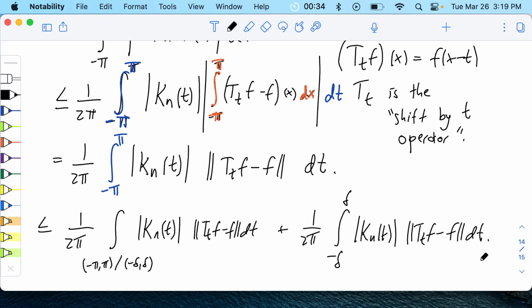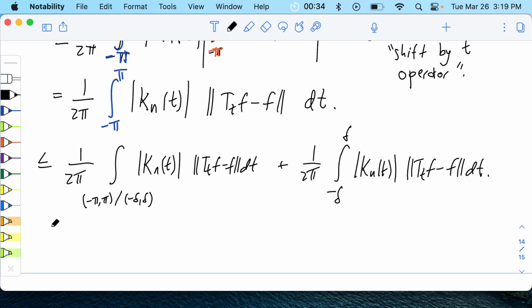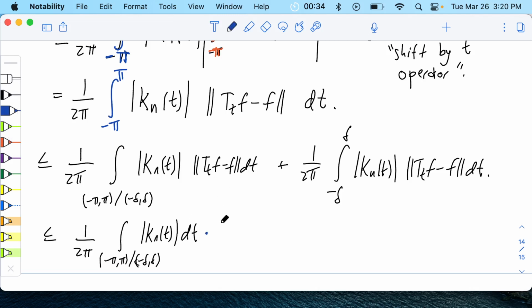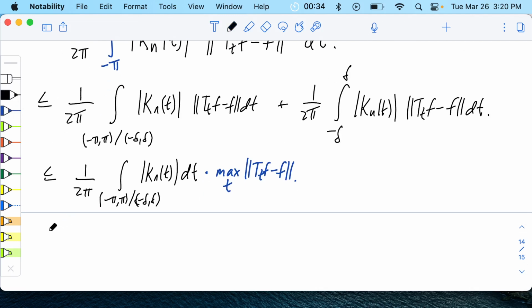Okay? And in the first part of the integral, the kn is going to be small. Actually, I can do this one right away. This is less than or equal to 1 over 2 pi times the integral from minus pi to pi, take away minus delta to delta, of kn of t, absolute value, dt, and then this norm is less than something. This is less than, say, the maximum over t of the norm of tt of f minus f. There's some value of t that is the worst one, just bounded by the maximum. And the point is that this first part goes to 0. This is all for this first little bit here.